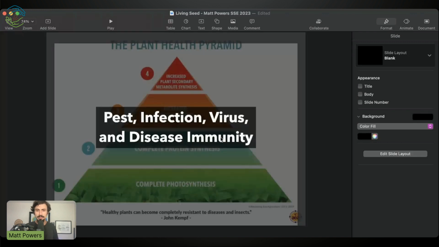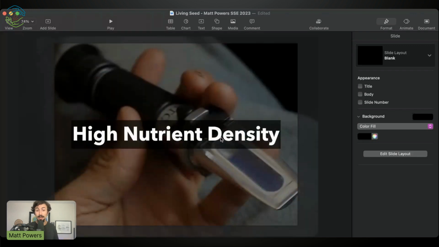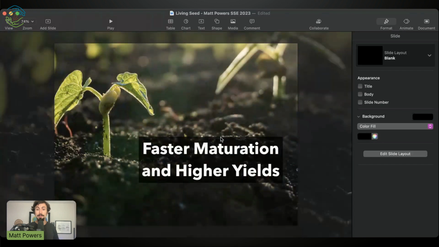So that means pest infection, virus, and disease immunity. That means high nutrient density becomes possible. It means faster maturation rates and higher yields. And we've seen this in John Kemp's work. We've seen this in Chris Trump's work. We've seen this in my work. I took a corn variety, and if you know corn days, I moved one variety 30 days, so made it more precocious. And seed saving does this, but also regenerative soil, mineral coherence, the right biology. It's not one thing, it's all things.